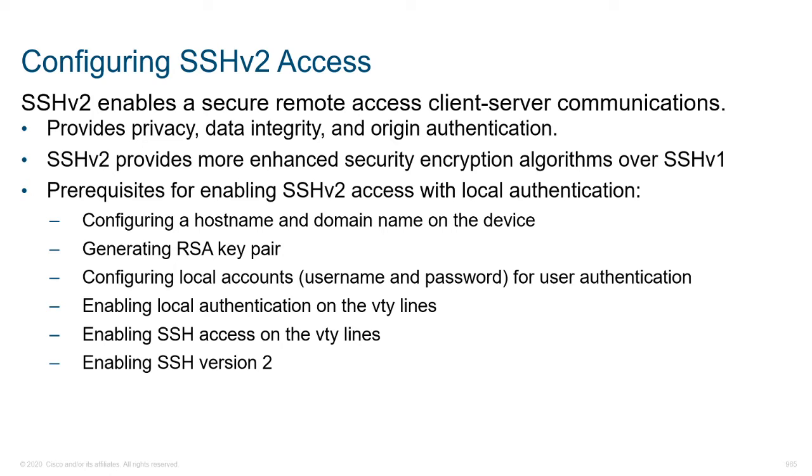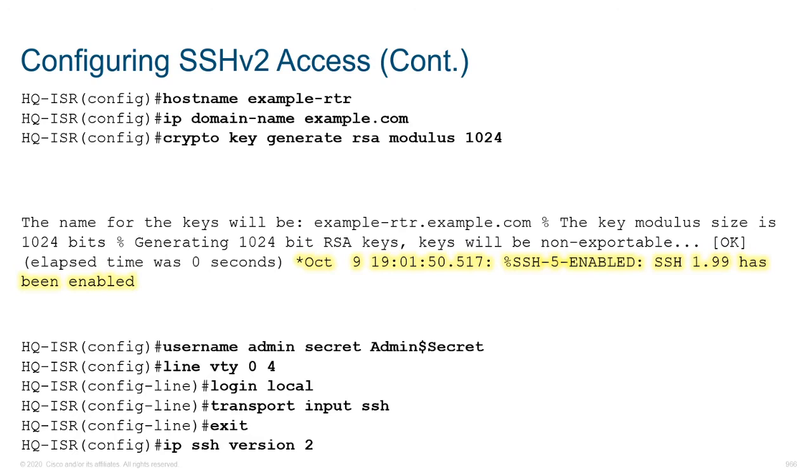It is maybe good to have a local user account as a backup in the event that your AAA server goes down for any reason or you can't get to it. We'll look at enabling the local auth on the VTY lines, and then of course enabling SSH version 2. So first, change that host name, and that should actually change our command prompt. A little bit of a typo there.